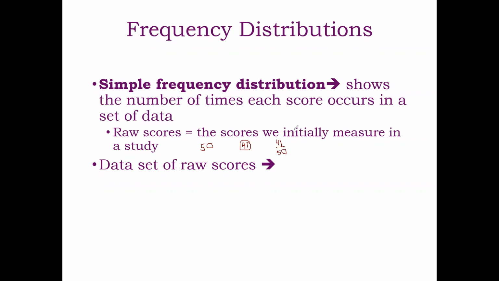So if we divided 41 by 50, we get out our little calculator, right? And we go 41 divided by 50 equals 0.82 equals 82%. Okay, now it's no longer a raw score. This is your raw score. This is your transformed score. It's transformed into a percent.